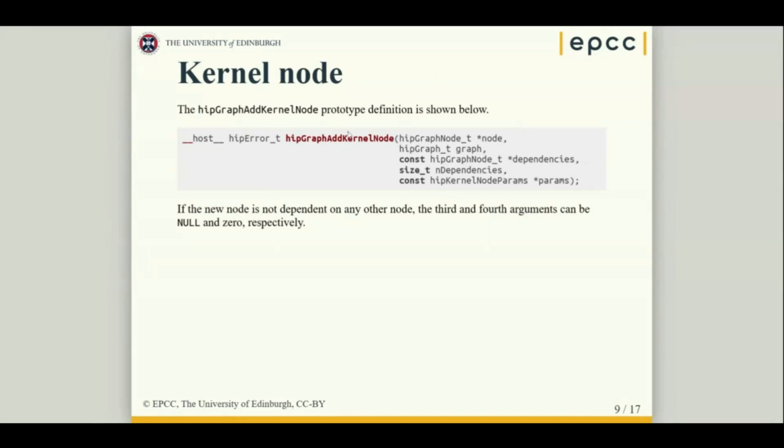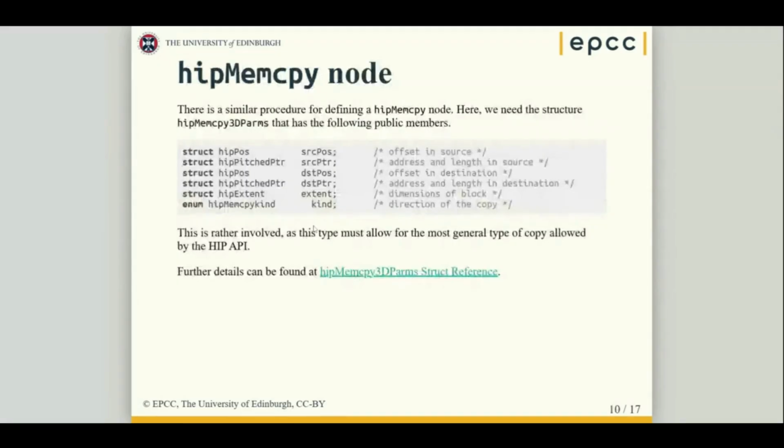Here you have the prototype definition, the syntax. Here is the number of dependencies, and here is the pointer of this node. So this is what is explained here. If there are no dependencies, the third and fourth arguments are a null and 0, where 0 would be a number. This is for the kernels.